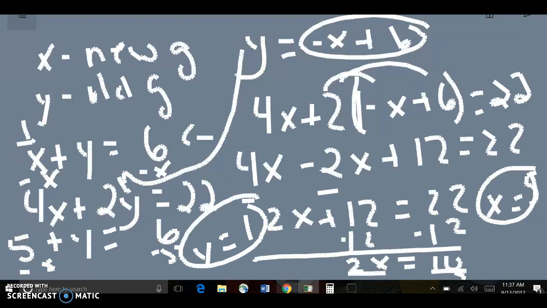So our solution is 5, 1 for the system of equations. So he rented 5 new games and 1 old game, and we only wanted to find the new games, so he got 5 new games. And I hope that this helps.